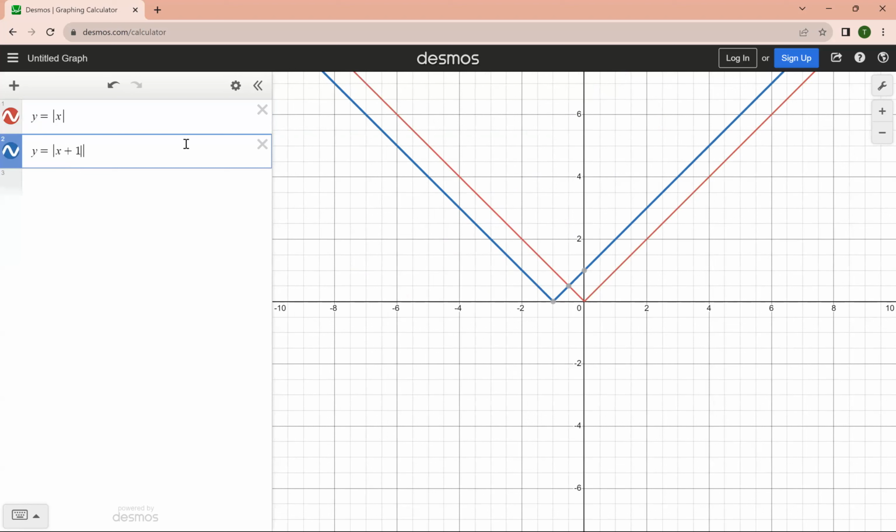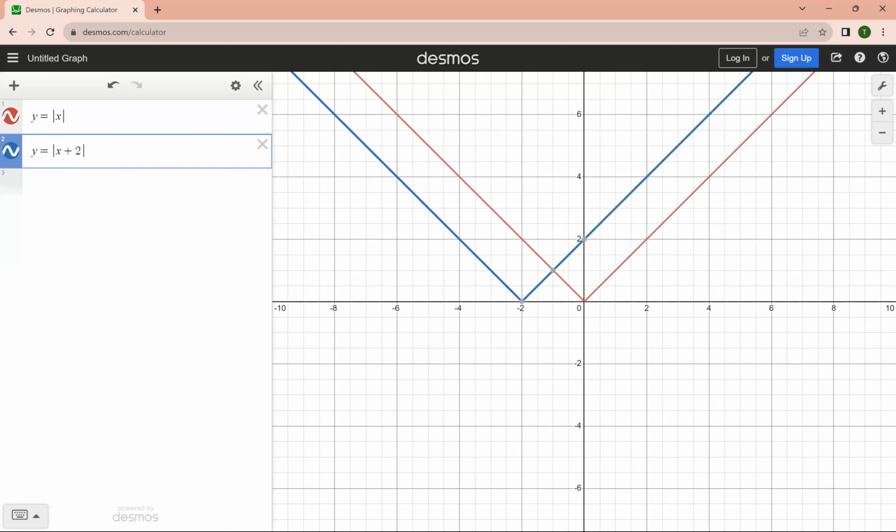What is the +1? The red to the blue. It translates it 1 unit to the left, or actually 2 units to the left. Well, if I put in 2, it's now 2 units to the left. So the first transformation is left 2 units. Okay.